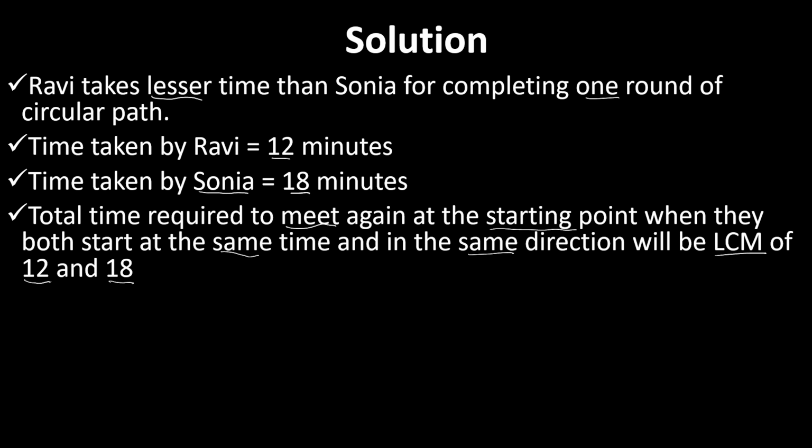Because there are many multiples possible for 12 and 18, but we need to find out after how many minutes they meet again at the starting point, and that has to be the lowest common multiple, right? We want them to meet as soon as possible. So therefore we have to find out the lowest common multiple of 12 and 18. So we will do the prime factorization of 12. Let's see what we get.